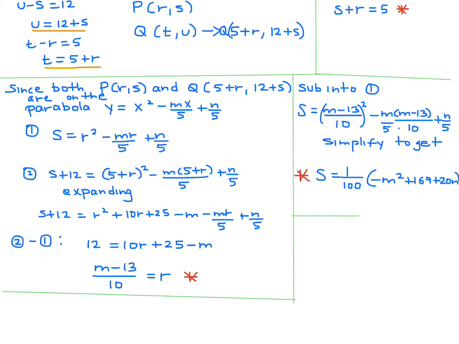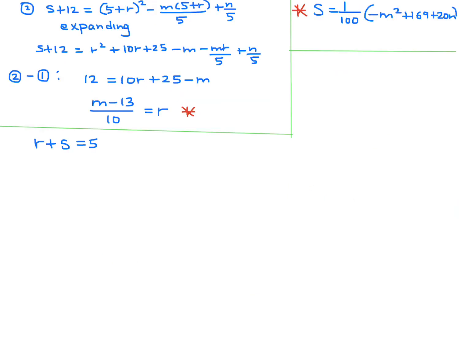So, to summarize, we now have 3 very important equations that I have placed a star. We have S plus R is equal to 5. R, this guy, is equal to this. S here is equal to this. So I will put what I have for R there and what I got for S right there. So that's my next step.